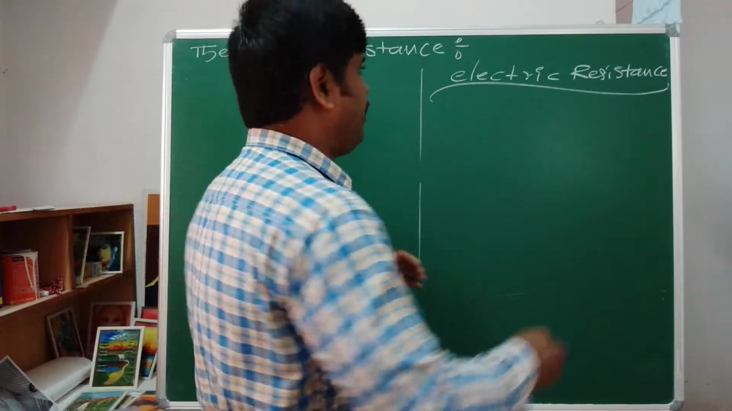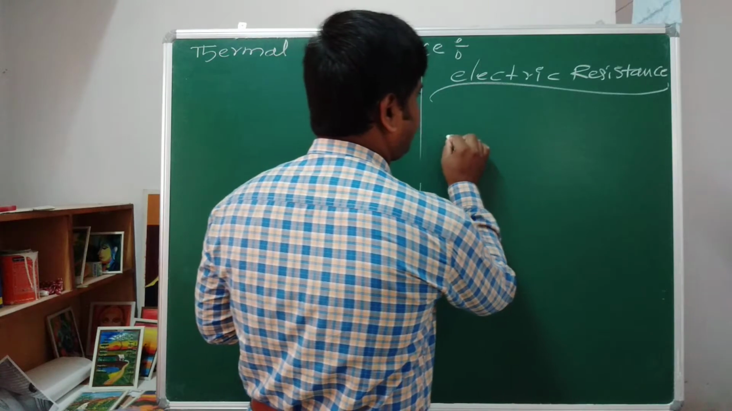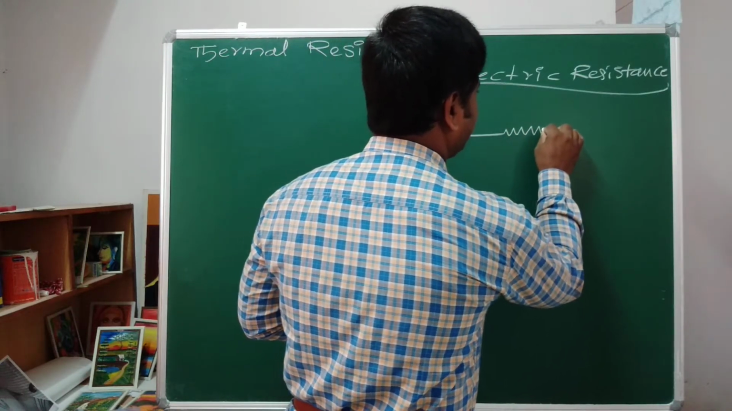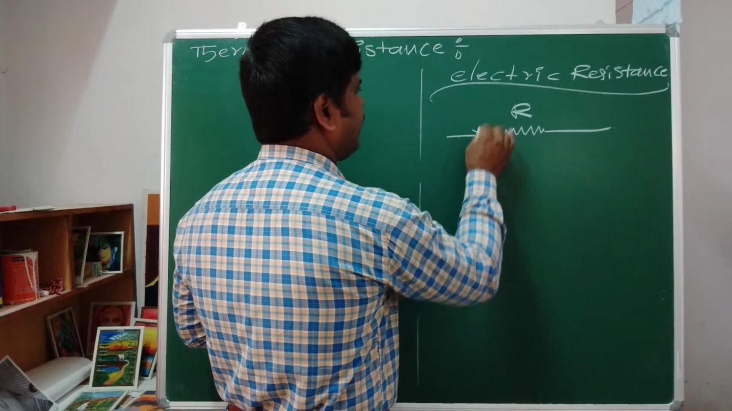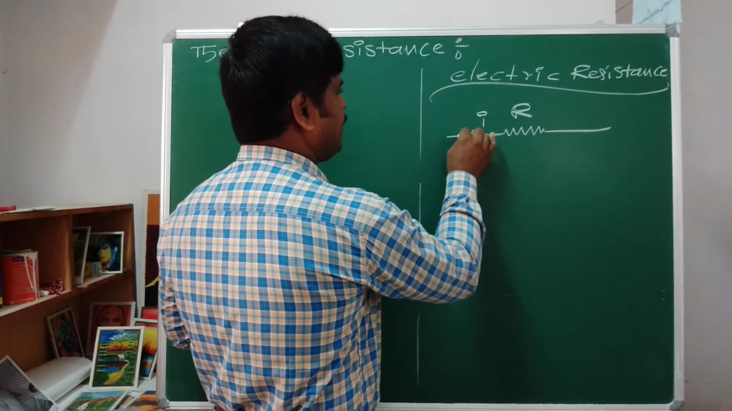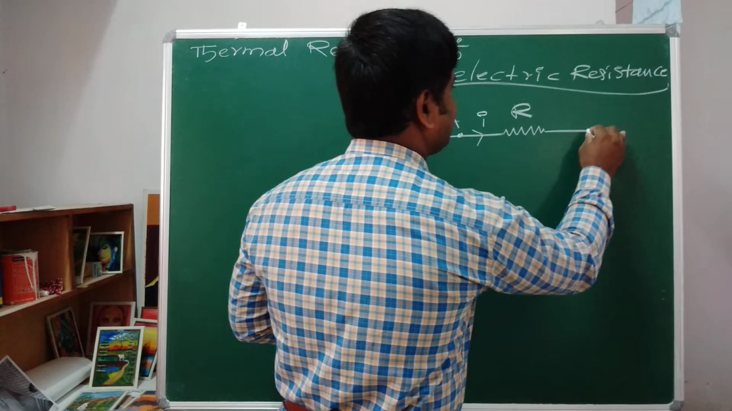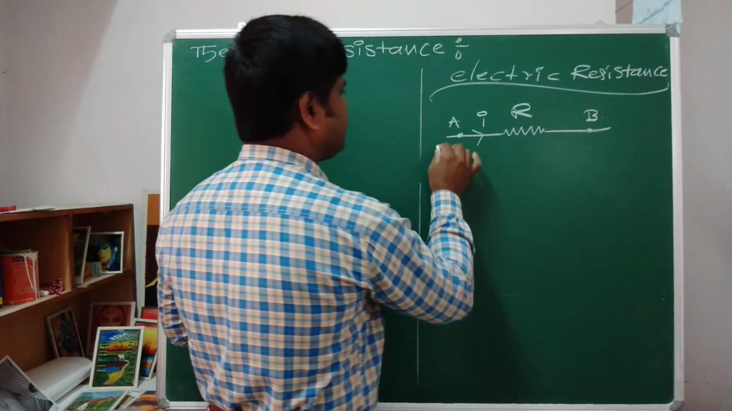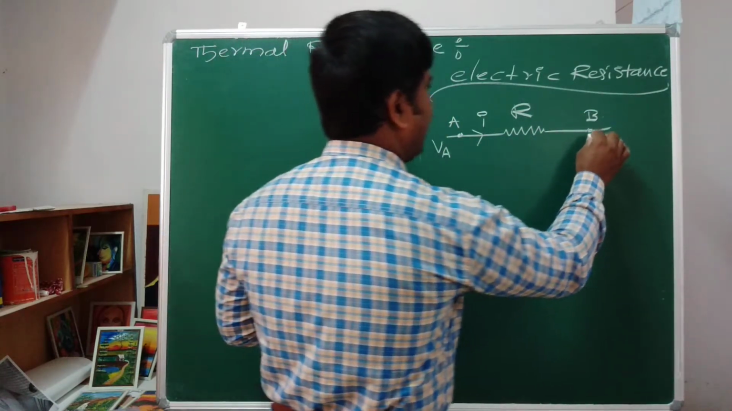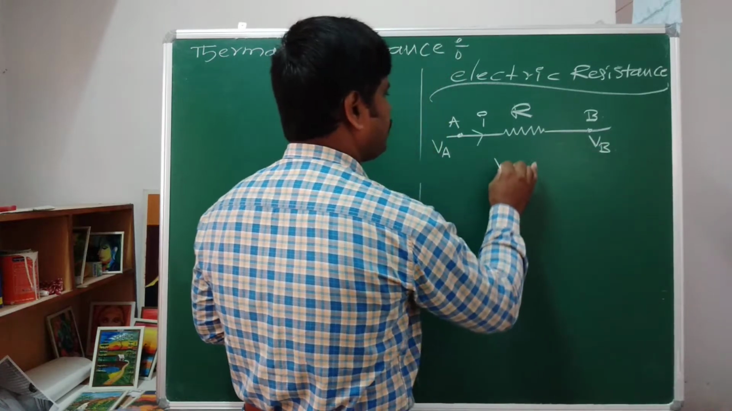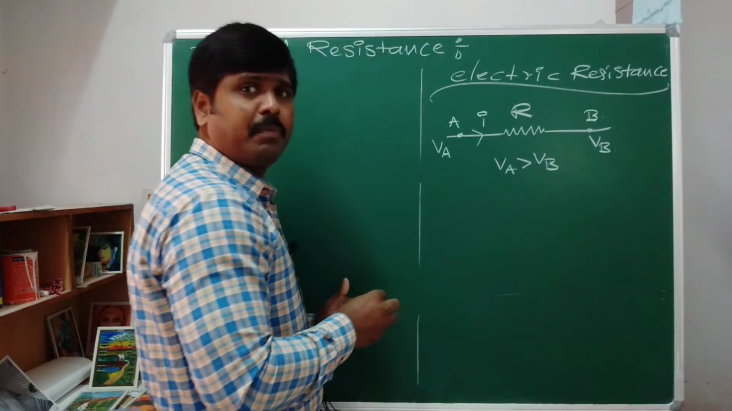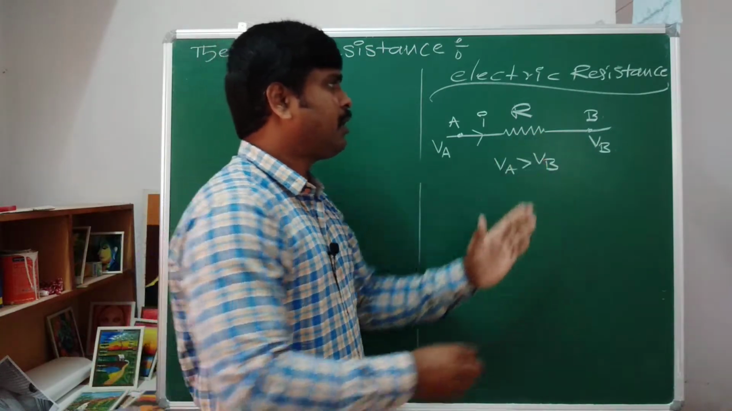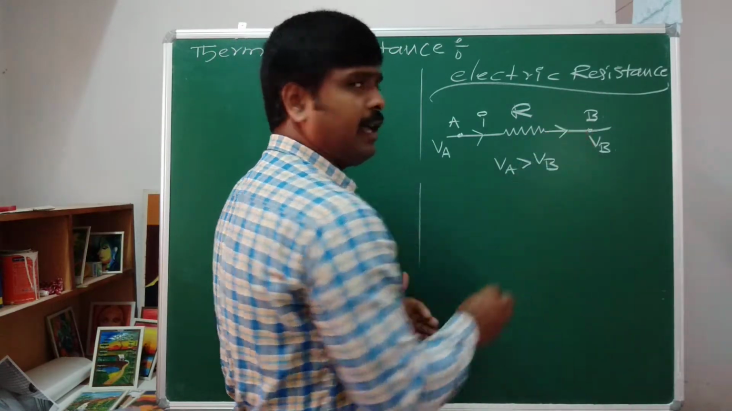For the first one, this is the conductor which is connected to a resistance R. The current is I. This point is A and this point is B. So there is a potential difference between VA and VB. The potential VA is greater than VB. Current flows from the higher potential area to the lower potential area.